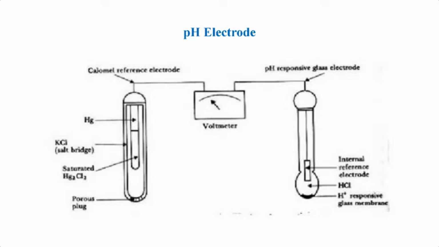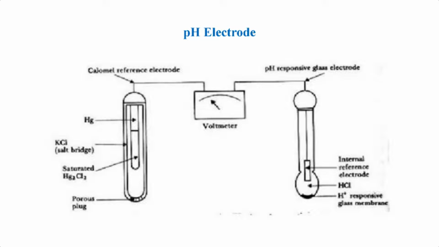At the bottom portion of the glass bulb, there will be a bulb filled with a buffer solution, which could be a potassium chloride solution. The voltmeter is going to measure the pH ions present inside the fluid.